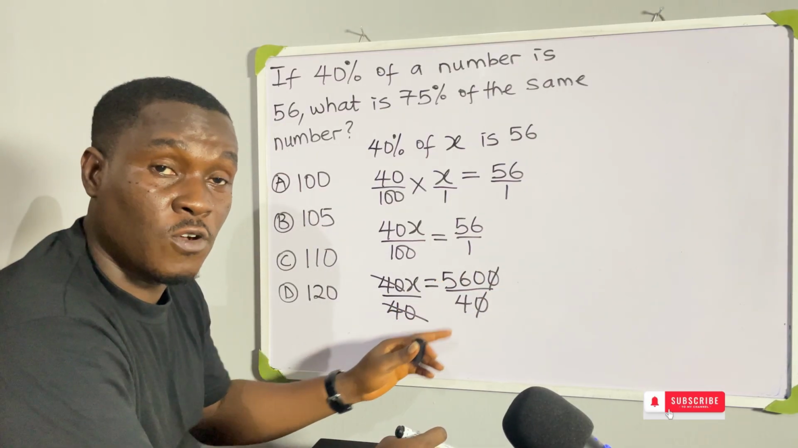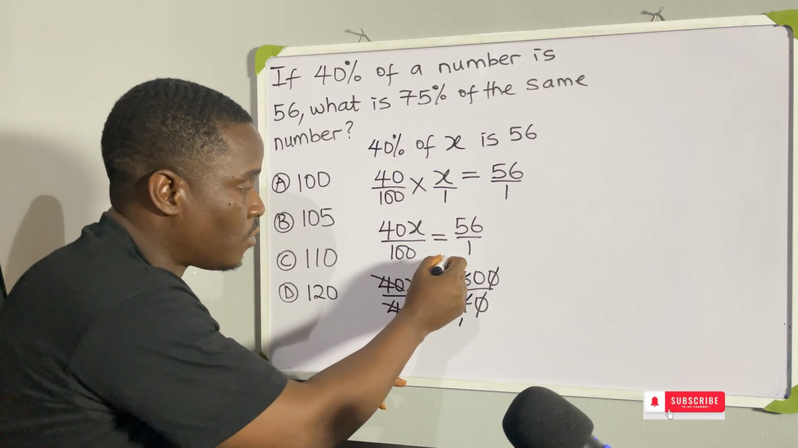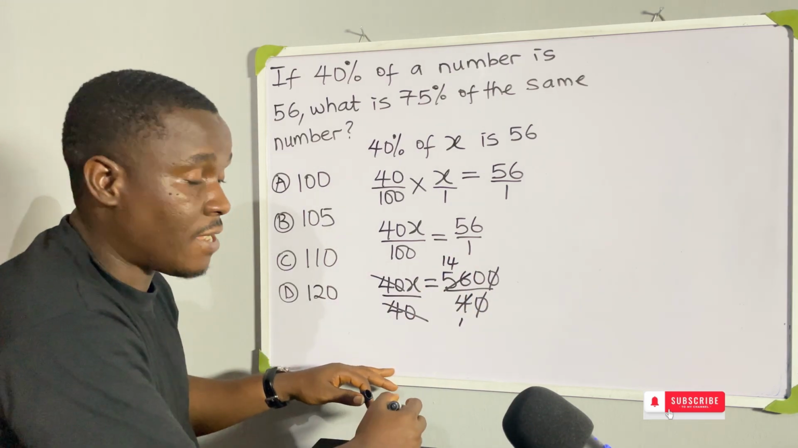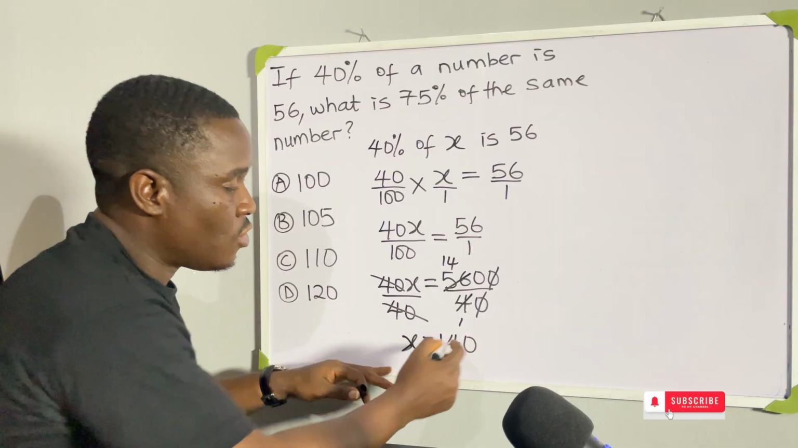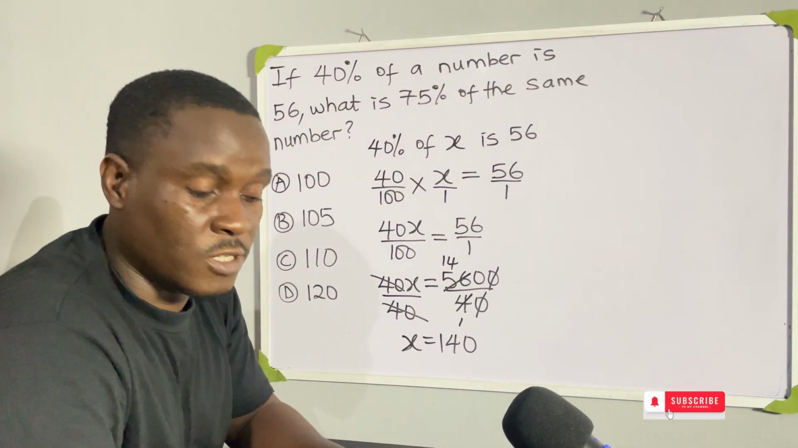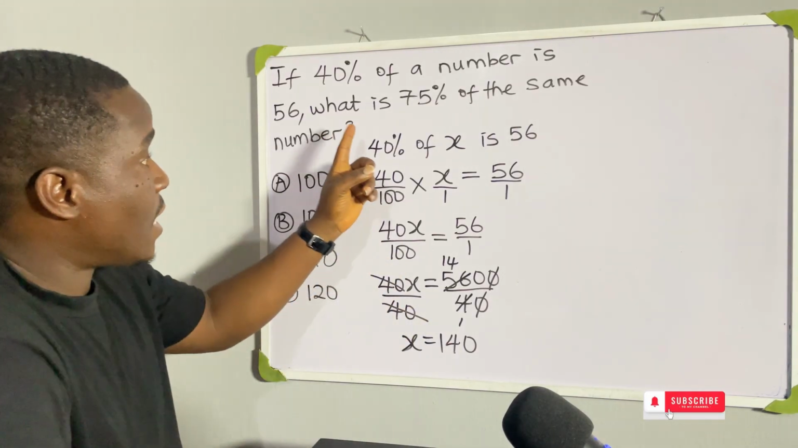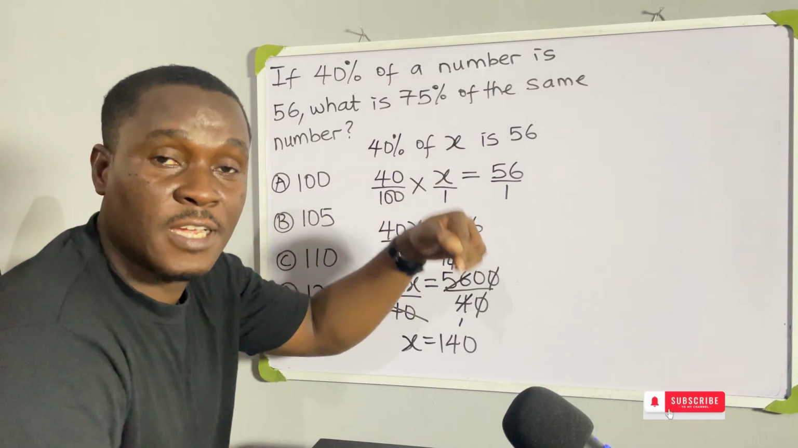56 divided by 4 is going to give us 14. So 4 here 1, 4 here 14. When you introduce this 0 here, we have 140. So x is equal to 140. This means the number here is 140. So now we found out what the value of the number is. We can now go ahead to find out 75% of the same number.